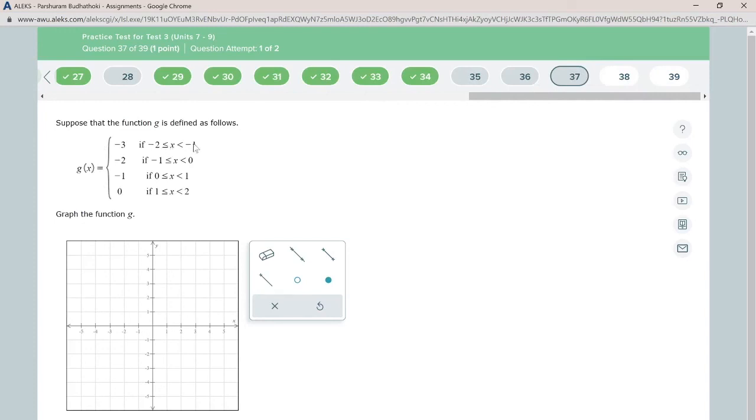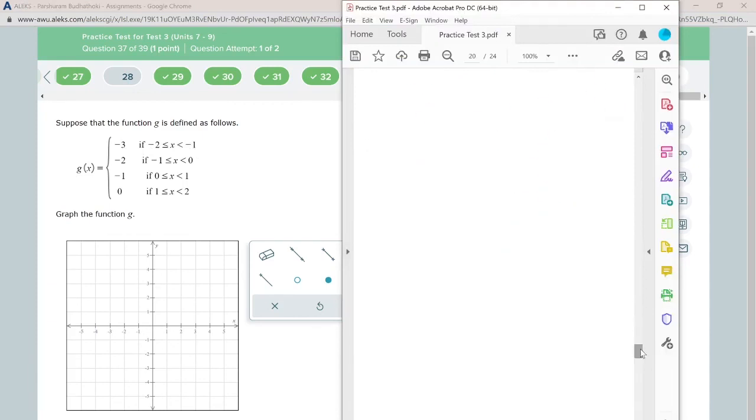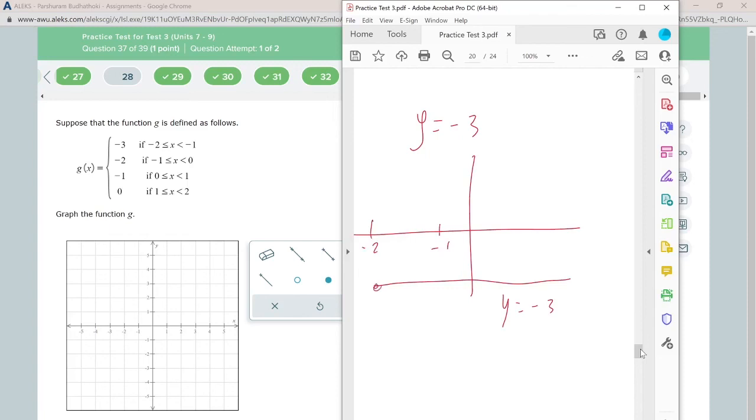To plot the graph of a piecewise function, you have to plot the graph piece by piece. You start graphing from this interval from -2 to -1. The graph is -3, meaning the y value is -3. How do you plot y equals -3? This is actually a horizontal line, y equals -3. But you don't want everything. You just want from -2 to -1. So you start from here with the dot like this. You go up to -1 with the open circle and you just stop there. You only choose this portion.